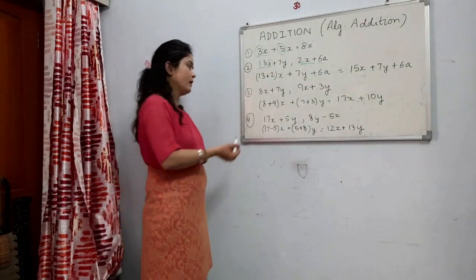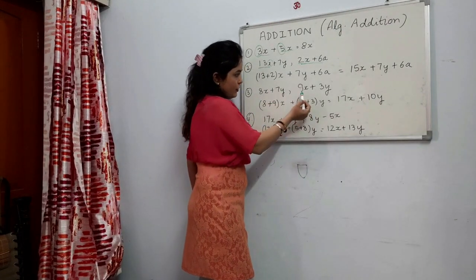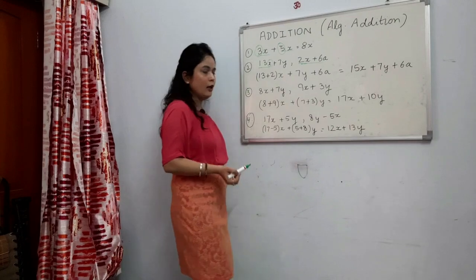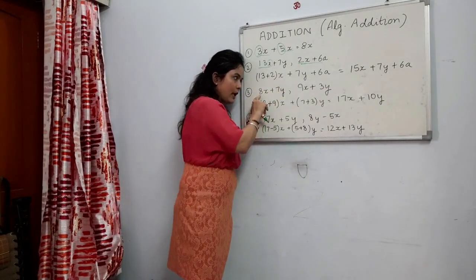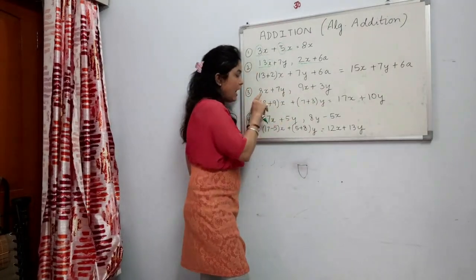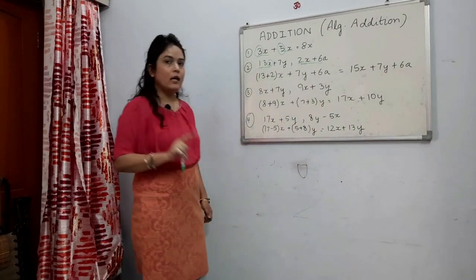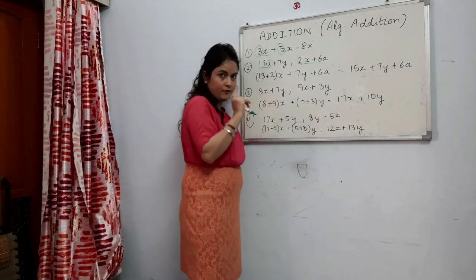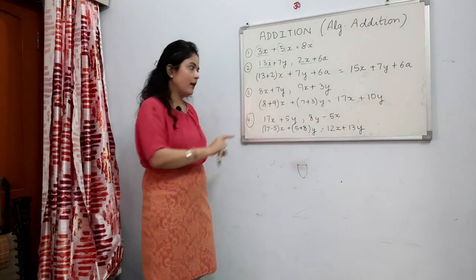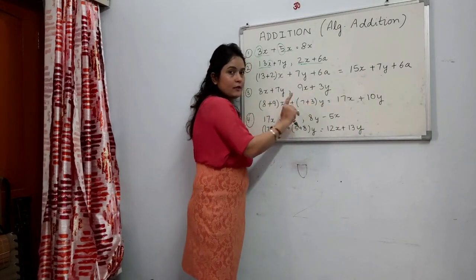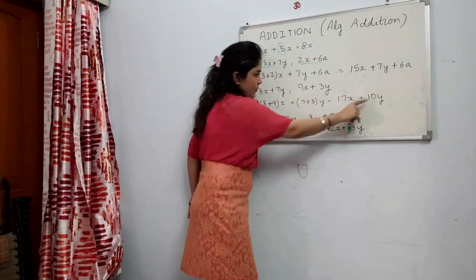Third example, 8x plus 7y is to be added to another such expression, 9x plus 3y. What are we going to do? We are going to add the numbers together, 8 plus 9, which is 17, and we're going to put the variable by its side. Another, we're going to recognize if there is some other term which is a like one, 7y and 3y. We're going to add them. It turns out to be 7 plus 3, that is 10, and by its side we're going to put the variable y.